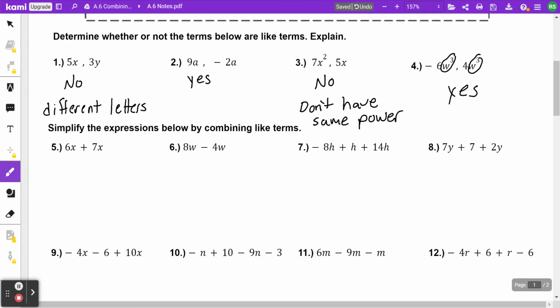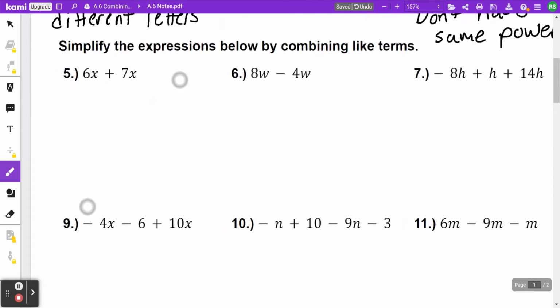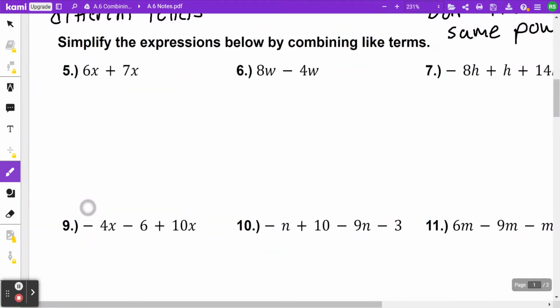All right, so let's talk about combining like terms. For number 5, if I've got like terms like 6x plus 7x, the way to combine them is just by adding up the coefficients here. So the number out front is called our coefficient. 6 plus 7 is 13. And then the x just stays as an x. Just like kind of keeps its last name there.